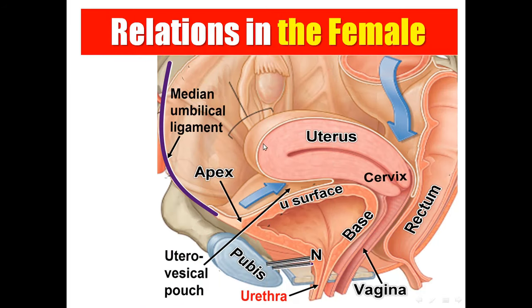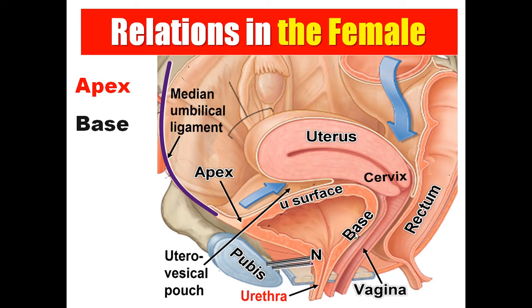Regarding the relations in the female, this is the uterus, with the fundus, body, and cervix, and this is the vagina. Start with the apex. The apex is similar to that of the male. It is connected with the umbilicus by the median umbilical ligament, which is the obliterated urachus, and the apex lies behind the upper border of the pubic symphysis.